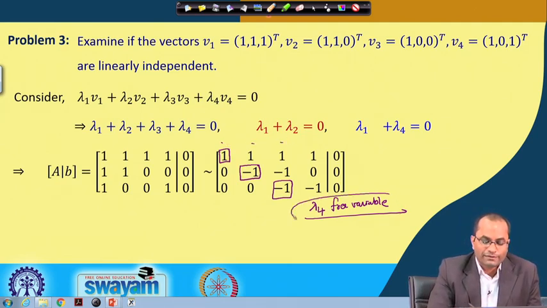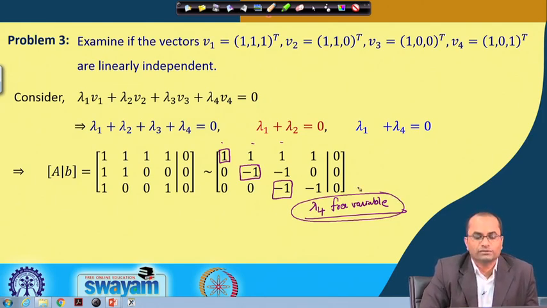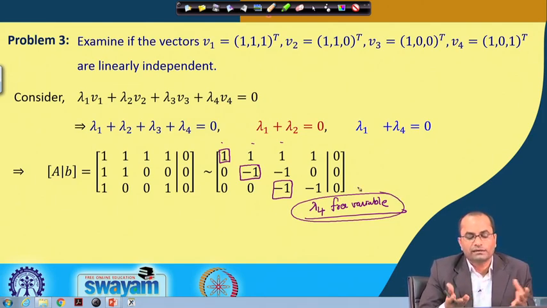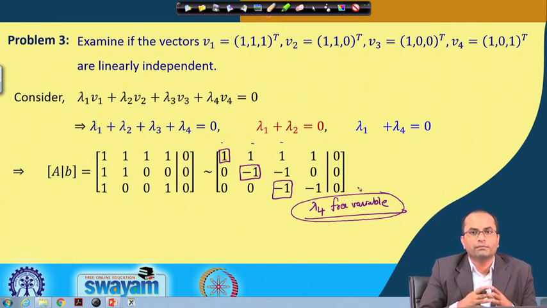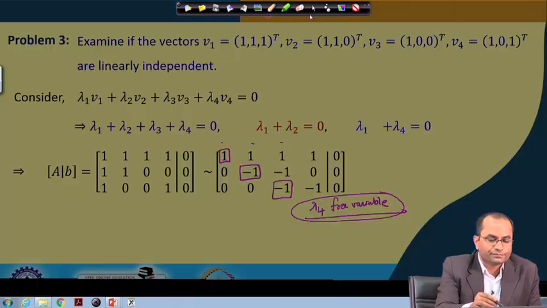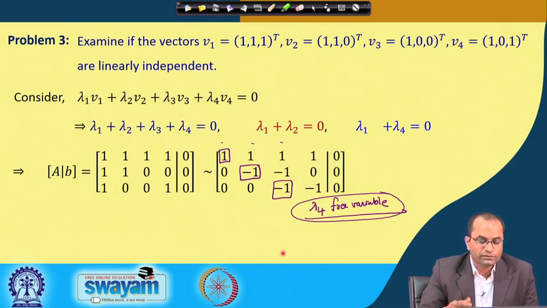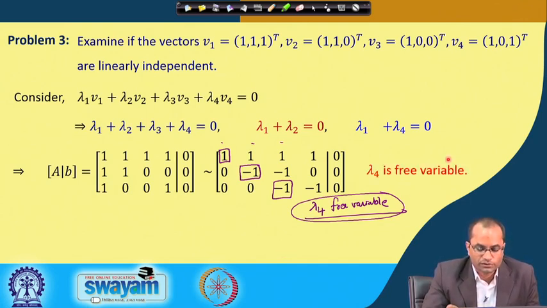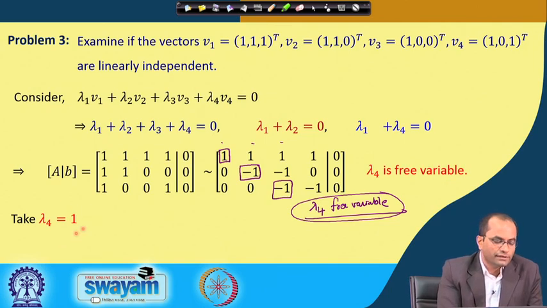Having a free variable in the system, we are naturally getting infinitely many possibilities for the solution, and once we have infinitely many solutions, that system cannot be linearly independent, because we do not have the unique solution where all these lambdas are equal to 0. So in this case we have infinitely many solutions, because lambda 4 is a free variable and we can choose anything we want.